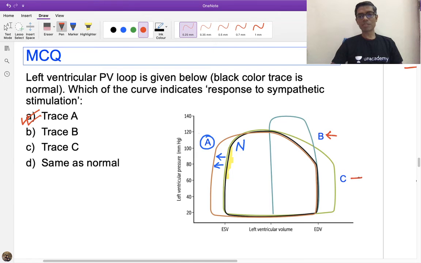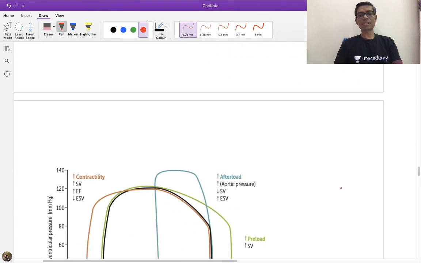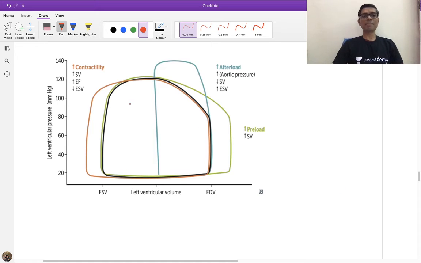You must be confused about B and C. So look at the original curve from where I have taken this. This was curve number A in your question. This is increased contractility due to any cause, maybe sympathetic, maybe digoxin, whatever. Increased contractility means stroke volume will increase, ejection fraction will increase, end systolic volume decreases. So this is nothing but left shifting of the curve here.